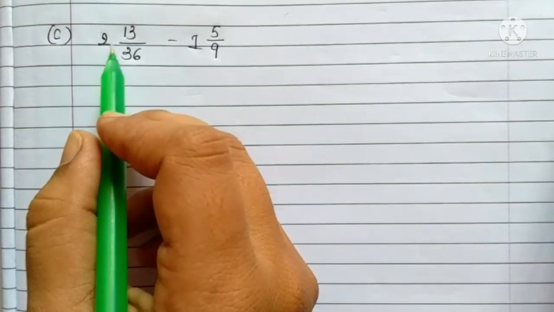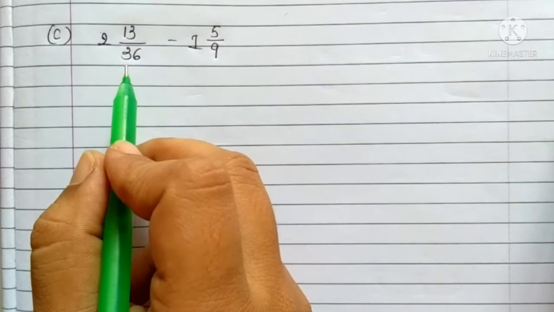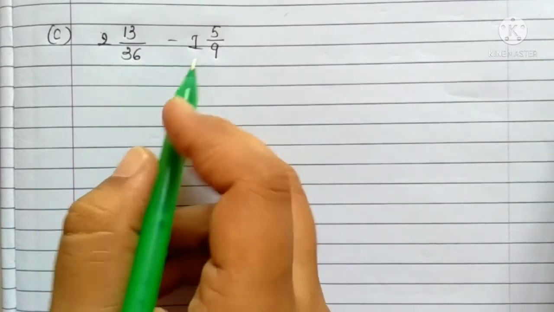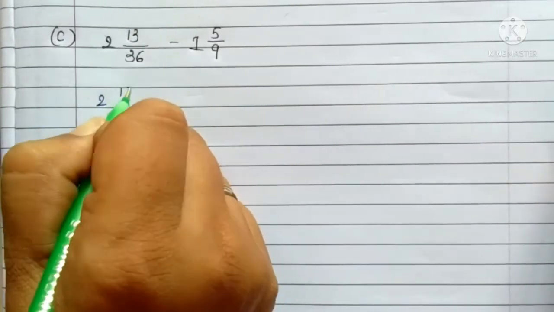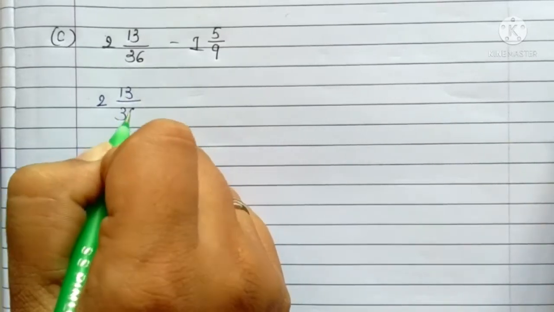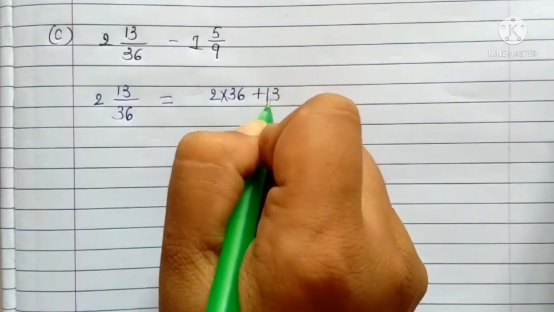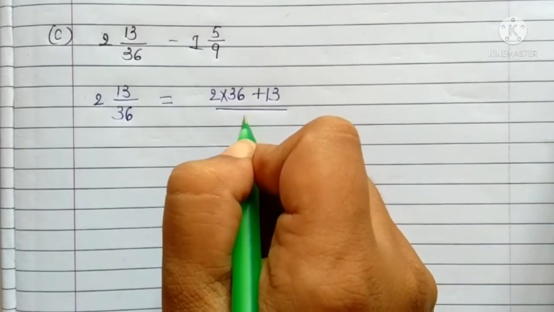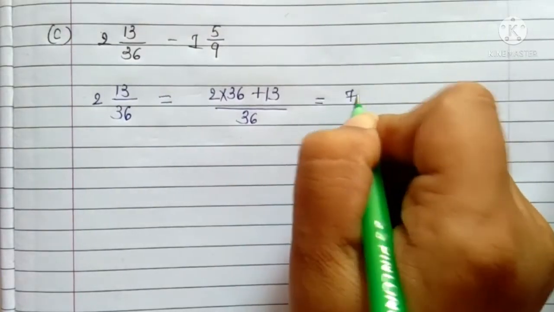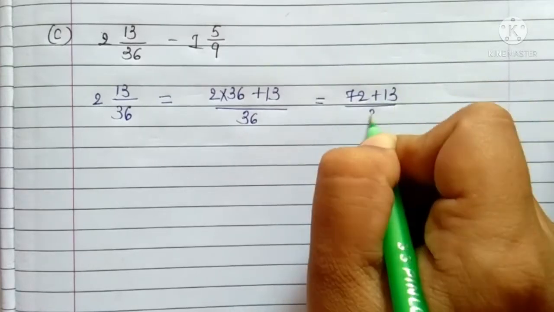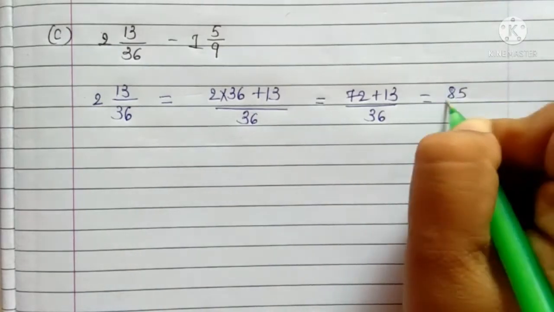Next, C, 2 complete 13 upon 36 minus 1 complete 5 upon 9. First of all, we convert mixed fraction into improper fraction. So, improper fraction of 2 complete 13 upon 36 is equal to 2 multiplied by 36 plus 13 upon 36. This is equal to 72 plus 13 upon 36, and this is equal to 85 upon 36.